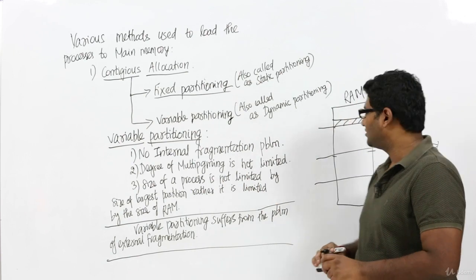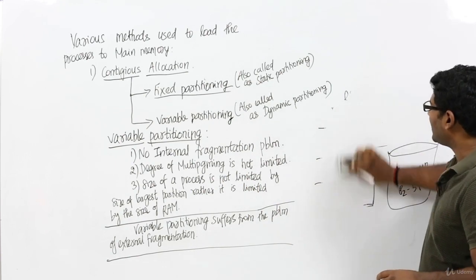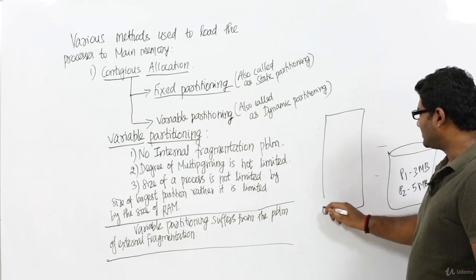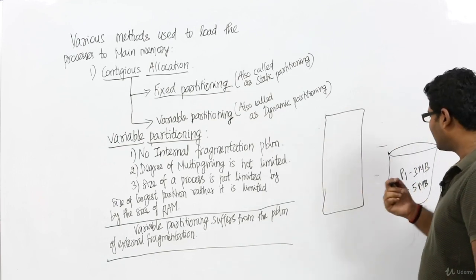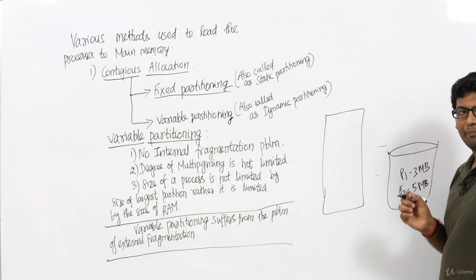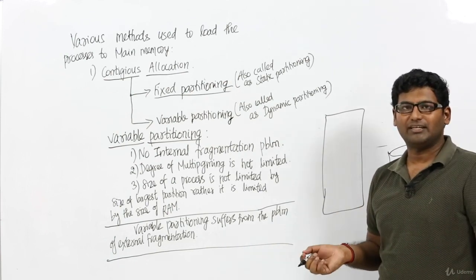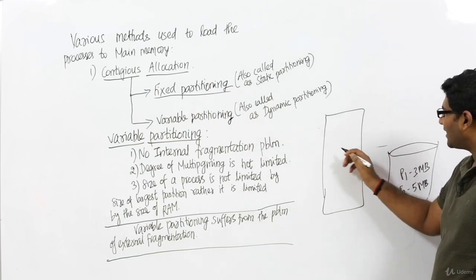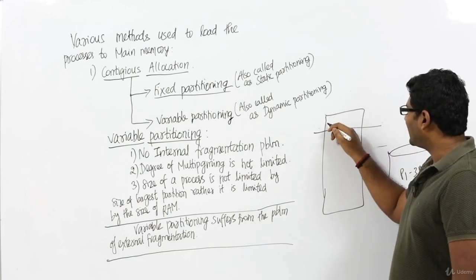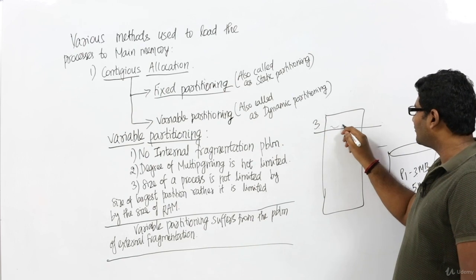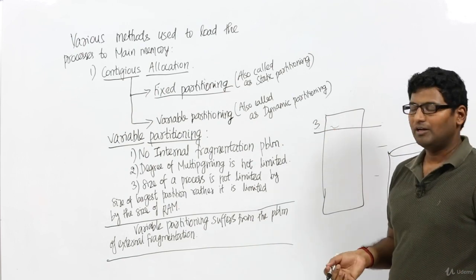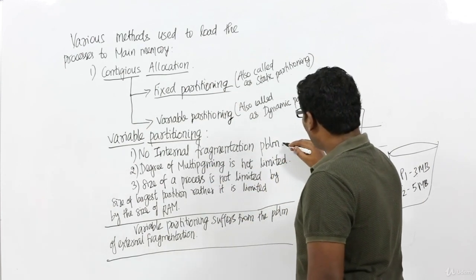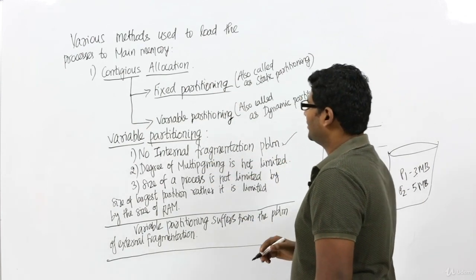But such problems will not happen in variable partitioning, because the size of the partition really depends on the size of the process, and so our process will not waste any extra space. If it needs 3 MB, it will exactly take 3 MB, and so no space will get wasted. So the internal fragmentation problem has been completely avoided by using variable partitioning.